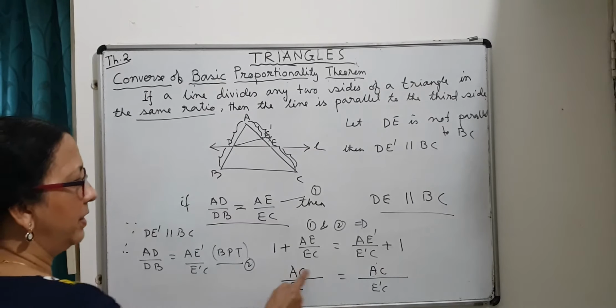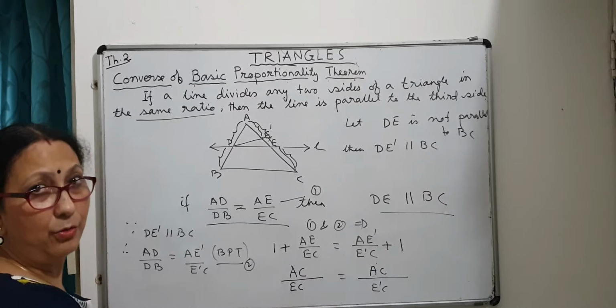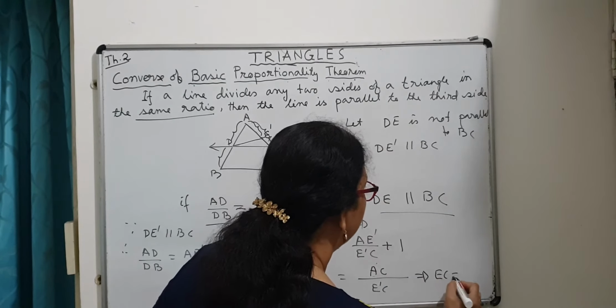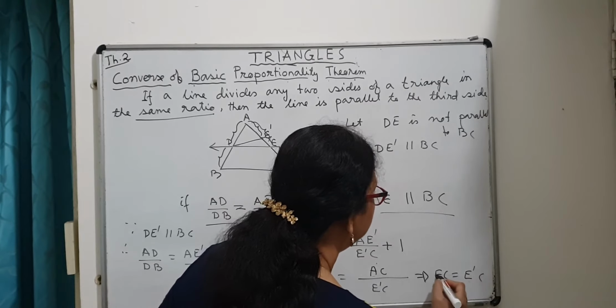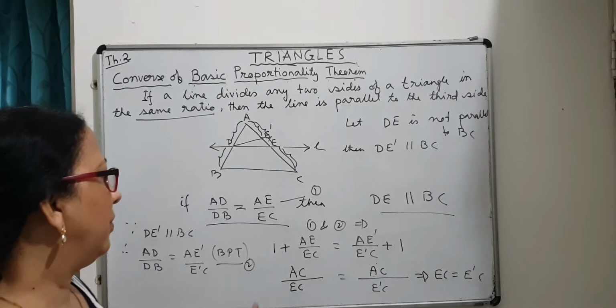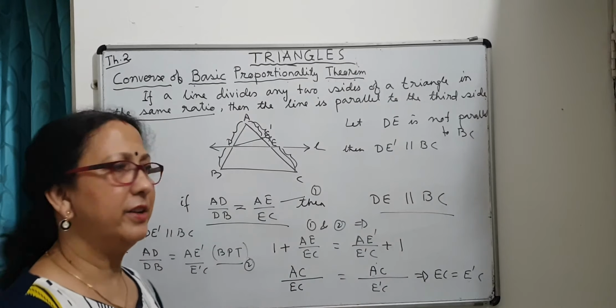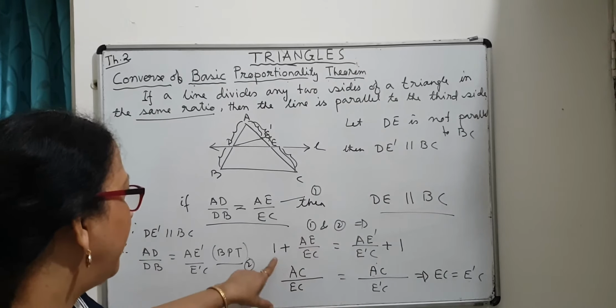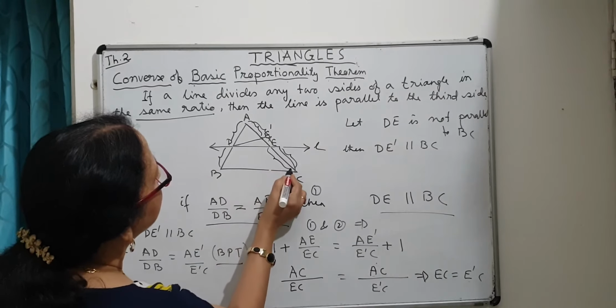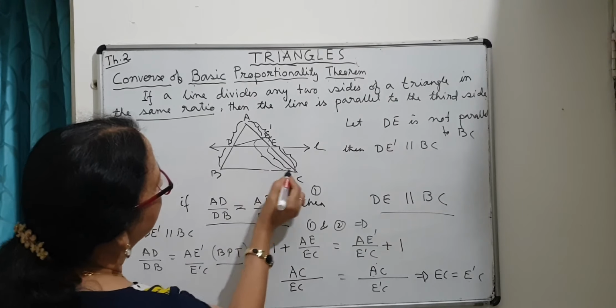So you see, numerator same implies denominator will also be same. So that implies AC is equal to E dash C. We can compare only one, either numerator same or denominator same. So for making the numerator same, I have added 1 to both the sides. So EC is equal to E dash C. Look at the figure. This is your EC. EC is equal to E dash C.